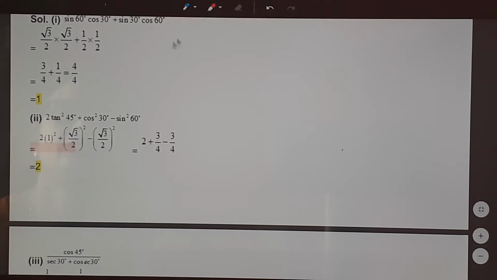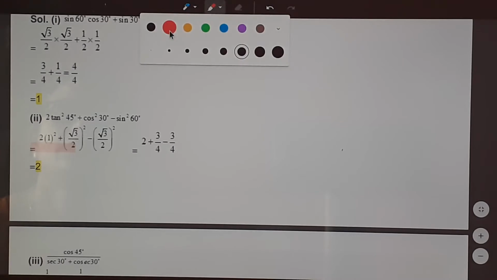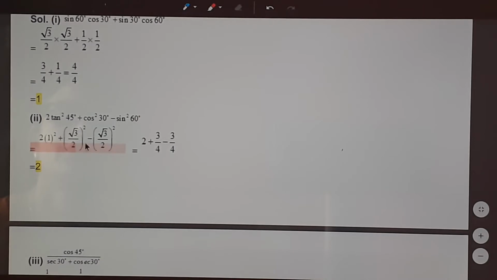So we have to square it, and when we solve this, what will we get? 2 into 1 square will be 2, plus root 3 square by 2 square. What is the square of root 3? 3, and square of 2 is 4. Then minus root 3 square, 3 again by 4, and we solve this fraction and we get 2. So it is very simple. You can get it by only substituting the values.